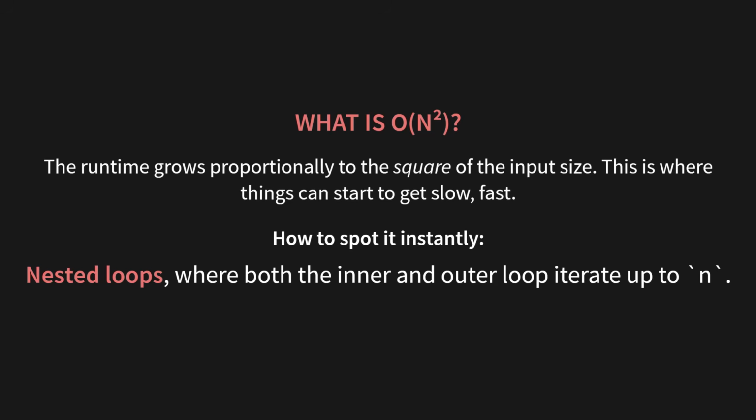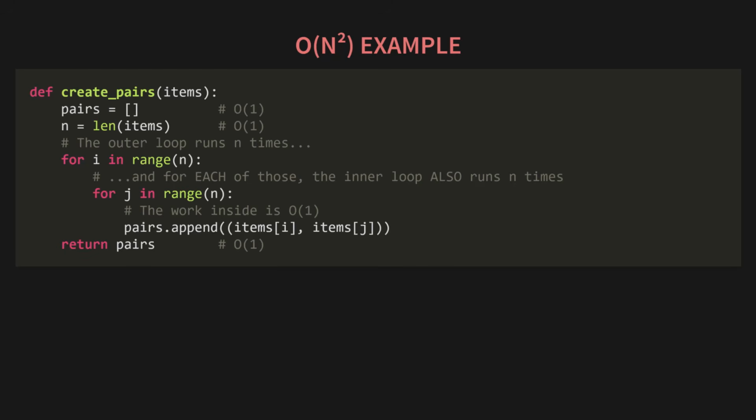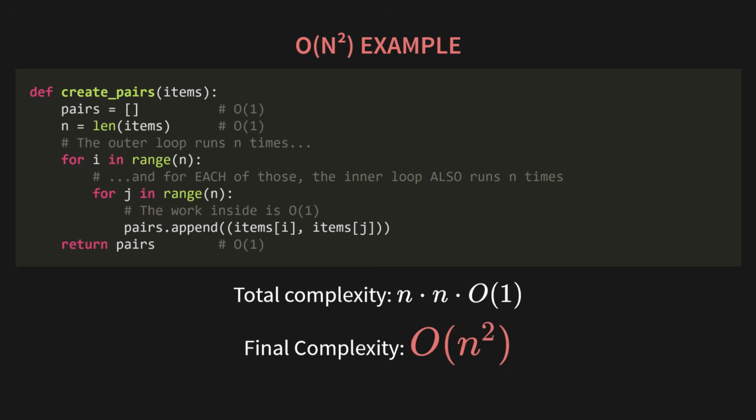Look at this O of n squared example, a function called createPairs. The first two lines, creating an empty list and getting the length, are both O of 1. But then we see it. The outer loop runs n times, and for each of those iterations, the inner loop also runs n times. The work inside is a simple append, which is O of 1. So the total complexity is n times n times O of 1. The final complexity is O of n squared.